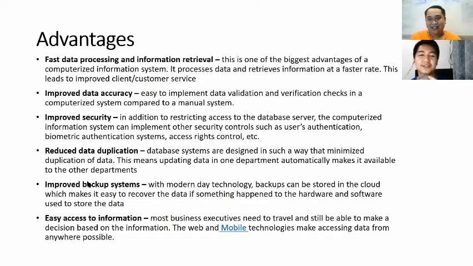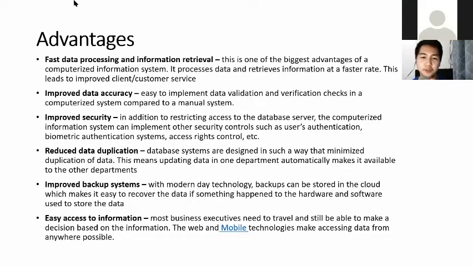Advantages: fast data processing and information retrieval. This is one of the biggest advantages of a computerized information system. It processes data and retrieves information at a faster rate. This leads to improved client customer service. Improved data accuracy. Easy to implement data validation and verification checks in a computerized system compared to a manual system. The third one is improved security.